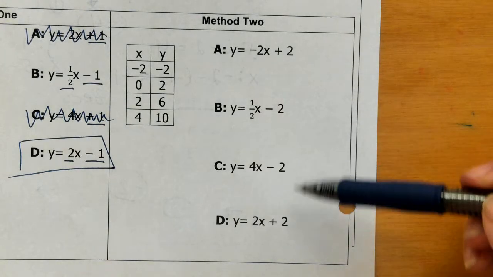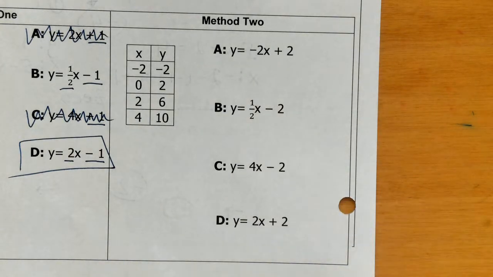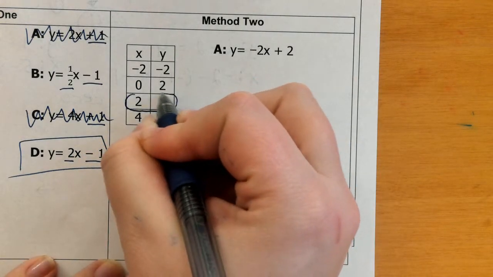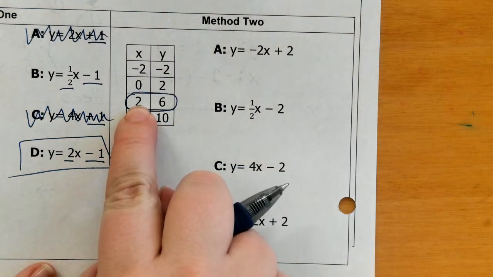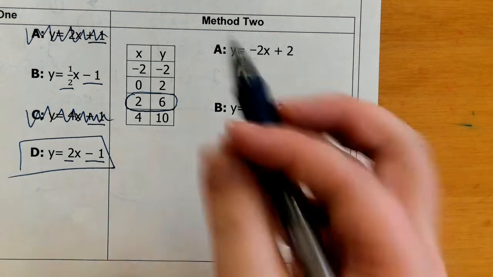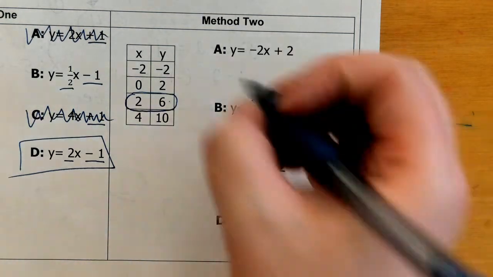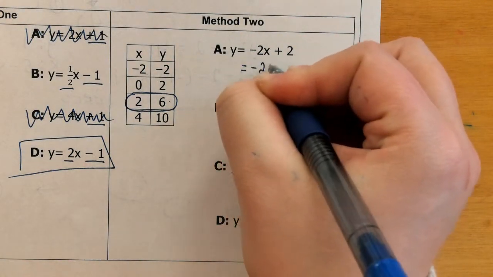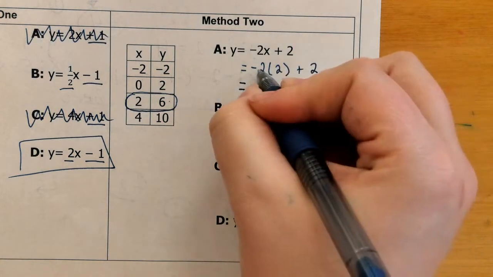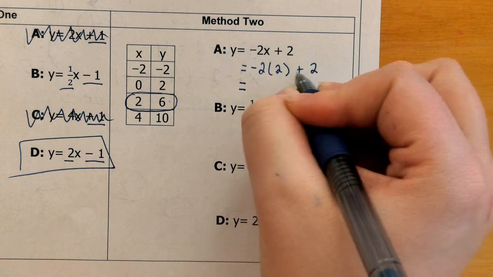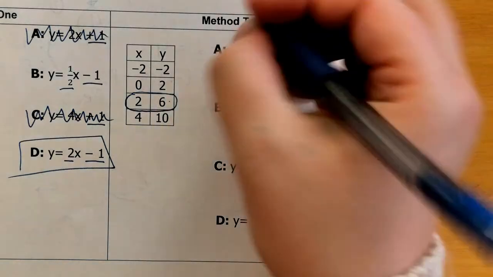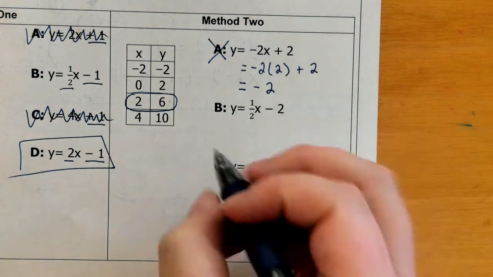When you're doing substitution and you've got 4 equations, you just need to pick one point. So let's pick the 2, because 2 is a really easy number. What we're going to do is plug in 2 for x into each of these. And what we need to find out is which of them gets us the answer of 6. So let's start. Negative 2 times 2 plus 2. That's a lot of 2's. Negative 2 times 2 is negative 4. Negative 4 plus 2, negative 2. Does that match 6? Nope. So let's move on to the next one.